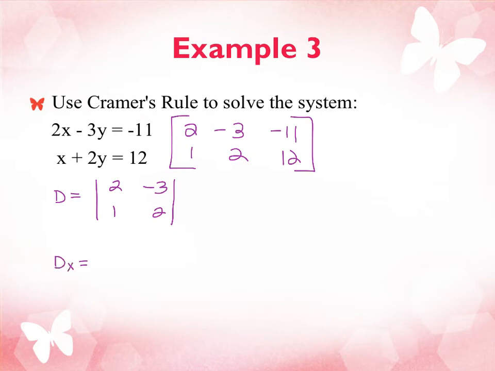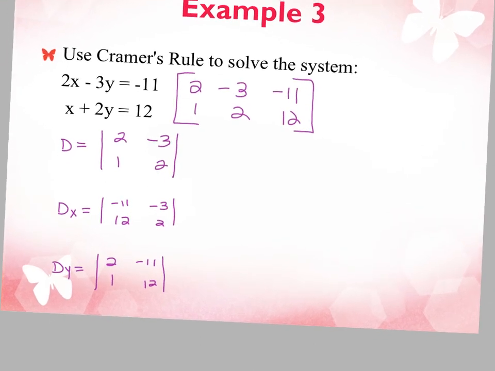D sub x, so for D sub x, I take out the x's and I put in the constants. -11 and 12 go in the place of the x's, and then the y's stay the same. And then D sub y, the x's stay where they go. I take out the y's and I put in the constants. And the order here is important, so be careful. Don't switch those around.